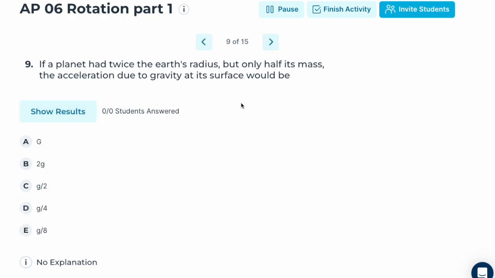Number 9, if a planet had twice Earth's radius but only half its mass, the acceleration due to gravity at its surface would be which of the following? Big G, 2 times the acceleration of gravity, half the acceleration of gravity, a fourth, or an eighth of what it is. Let's take a look.